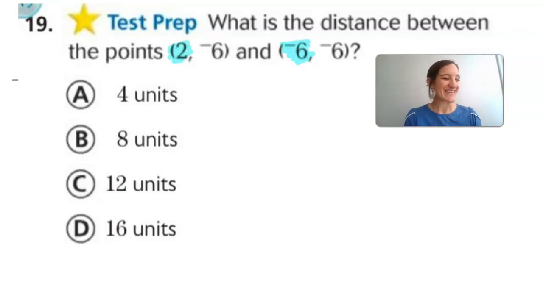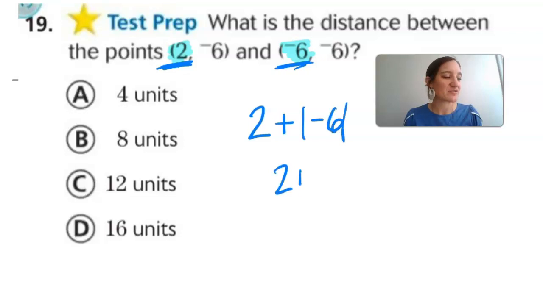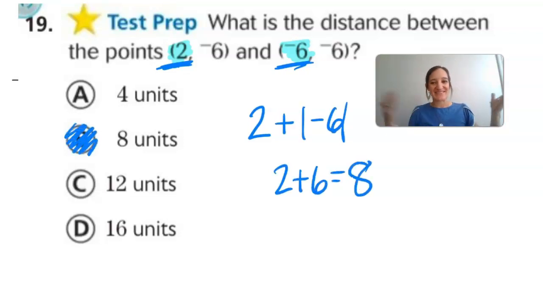They're in different quadrants, aren't they? Because this is positive and this is negative. So that is your instant clue that, oh, they're in different quadrants. Okay, so let's figure it out. We're going to add the 2 and add the 6, right? 2 plus 6 is 8 units.